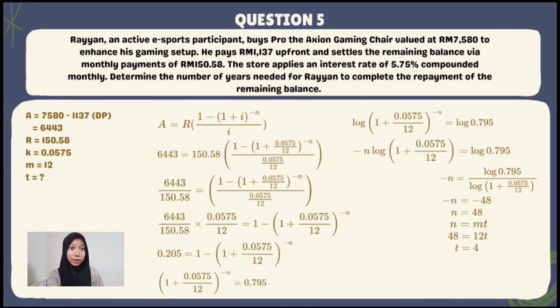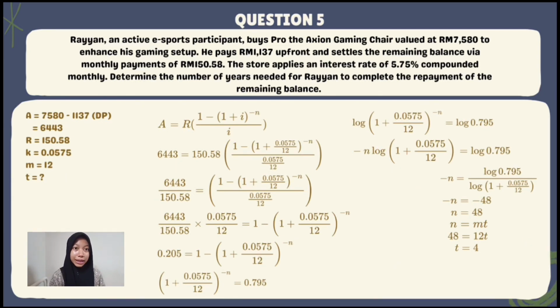Now, let's insert all the keywords into the formula of present value. When you already have all the keywords, you can insert them into the formula. Next, when you have 6443 equals 150.58 times the bracket, you have to move the 150.58 to the left and it becomes the denominator. After that, you move the 0.0575 over 12 to the left, and you times it with 6443 over 150.58. Now, you just have to calculate 6443 over 150.58 times 0.0575 over 12 and it will become 0.205.